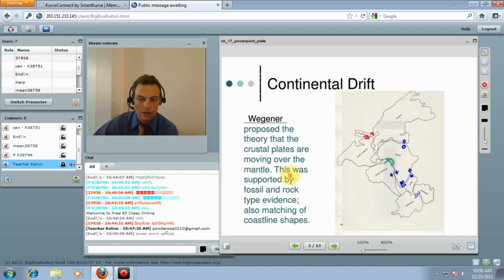So it says here this was supported by fossil and rock type evidence. So either they found animal skeletons that were the same, they looked the same, or they found rocks that were very, very similar. But now these are thousands and thousands of kilometers apart, but at one point they were the same backyard.